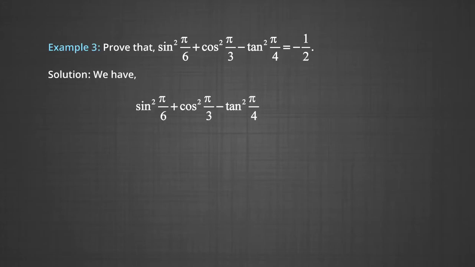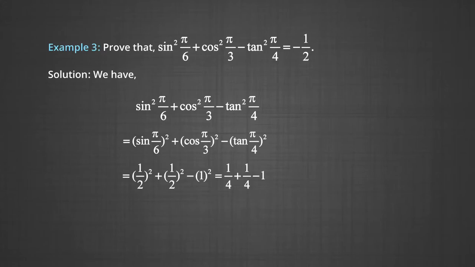We have sin square pi by 6 plus cos square pi by 3 minus tan square pi by 4, which can be written as sin pi by 6 the whole square plus cos pi by 3 the whole square minus tan pi by 4 the whole square. Substituting by their values, this is equal to 1 by 2 the whole square plus 1 by 2 the whole square minus 1 square. On simplification, this becomes 1 by 4 plus 1 by 4 minus 1, which is equal to half minus 1, equals minus 1 by 2.